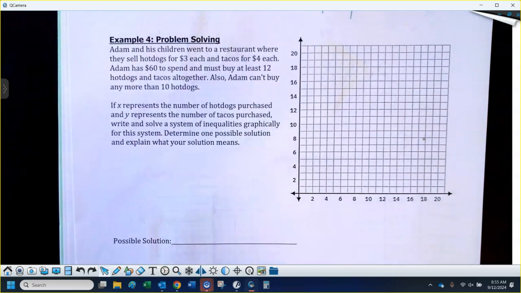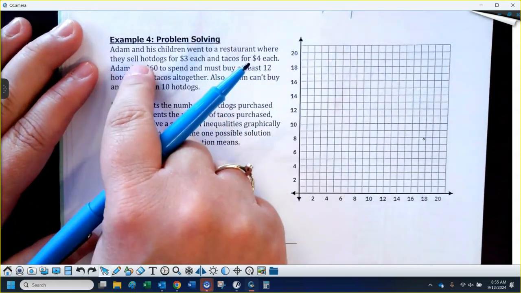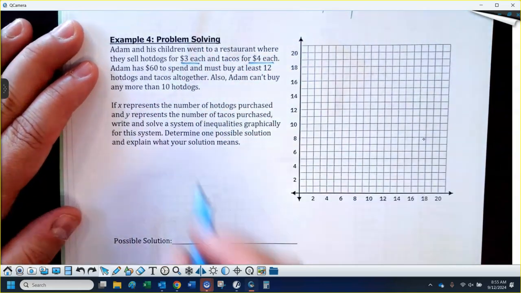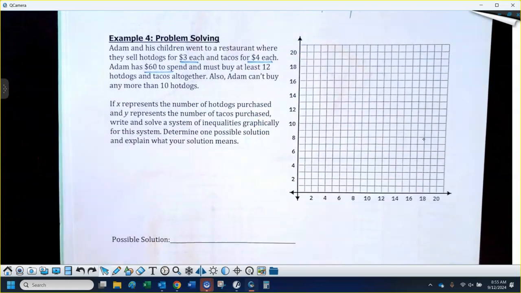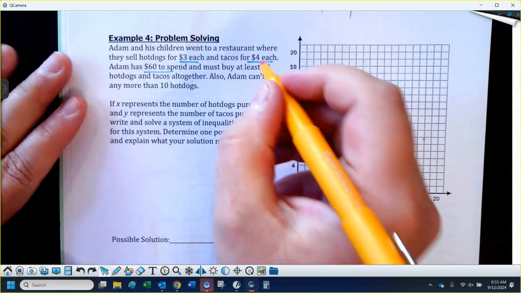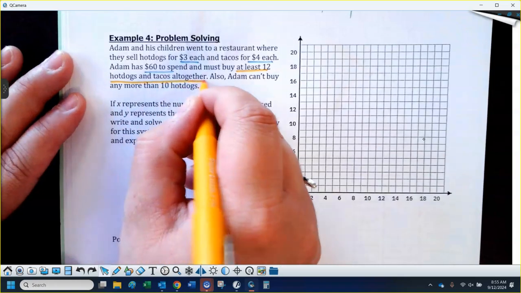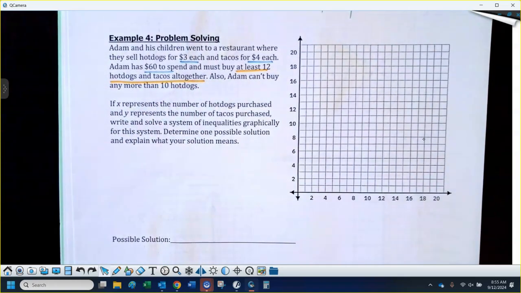All right, it says Adam and his children went to a restaurant where they sell hot dogs for $3 each and tacos for $4 each, and he has $60 to spend. Those 3 pieces of information are going to go together. Money goes with money. All right, he has to buy at least 12 hot dogs and tacos all together, so that goes together.